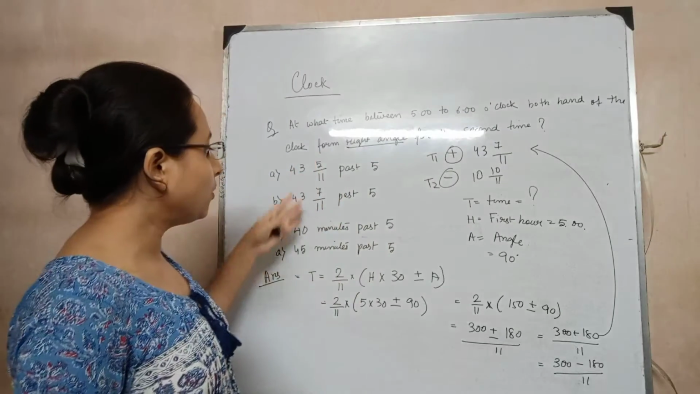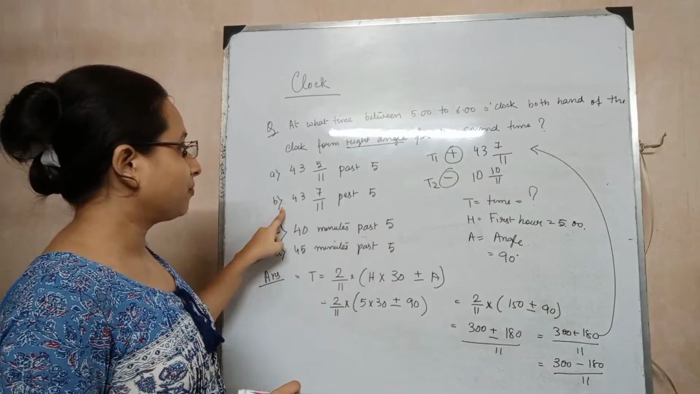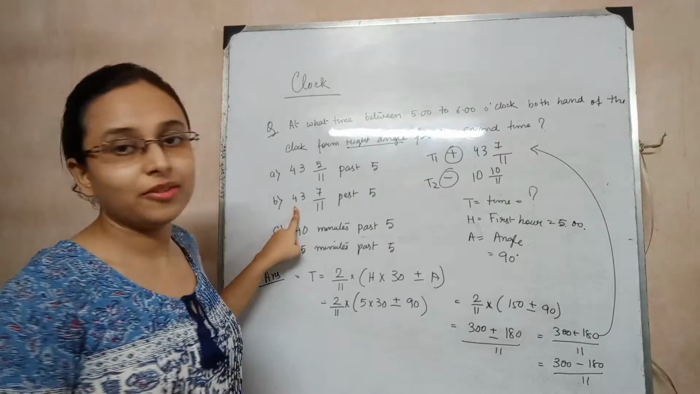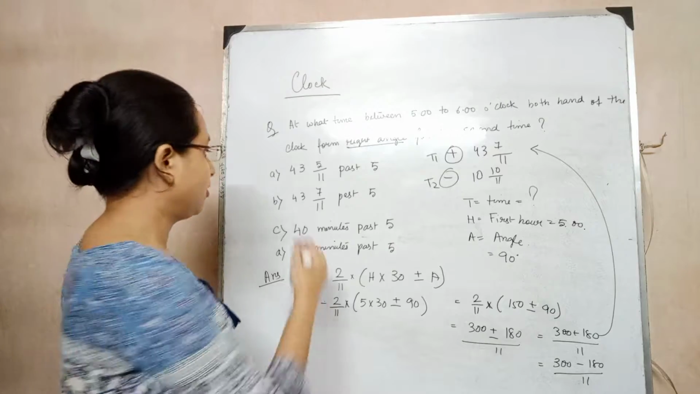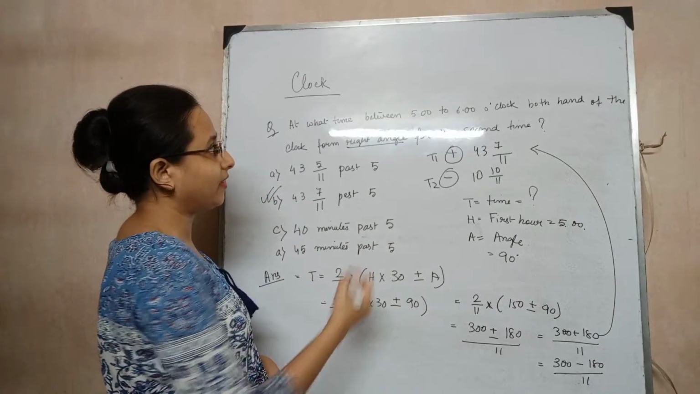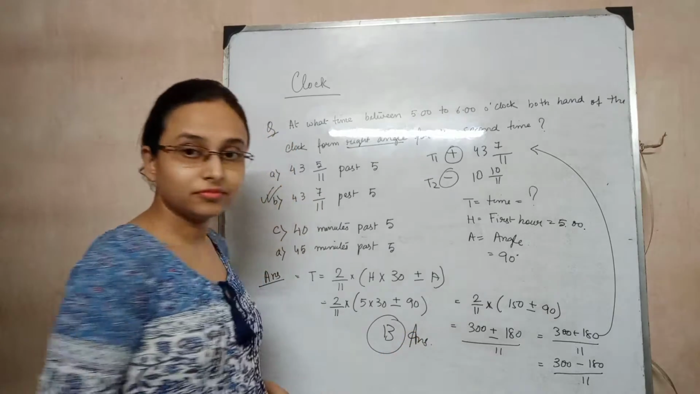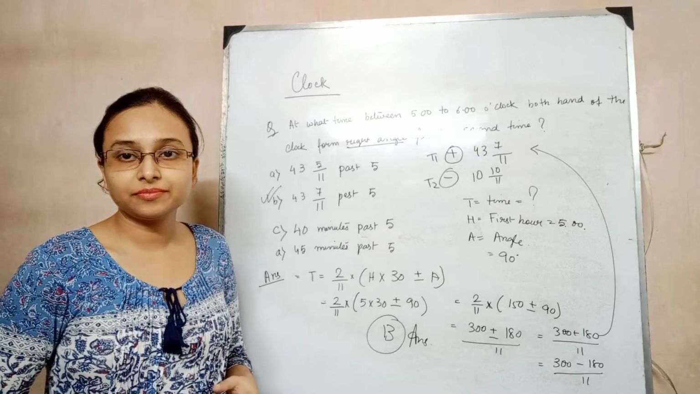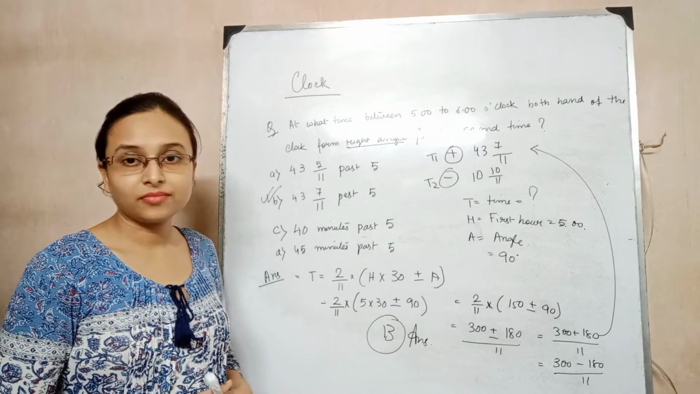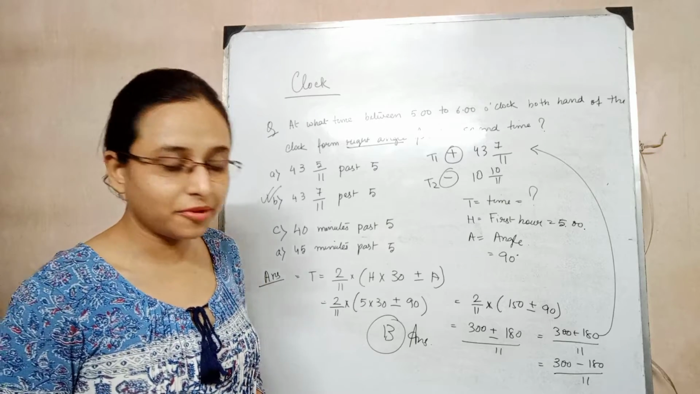So if I can tally with the answers, see the second option, 43 7 by 11. So 43 7 by 11 past 5 is my correct option. I have already got the answer. So option B is the correct answer. Please take a snap of this. So I will move on to the next question. I will erase this before that.